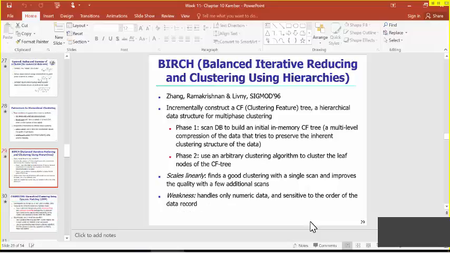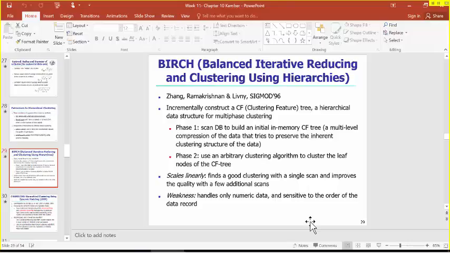Birch was proposed by Yang et al. It has an incremental construction of a clustering feature tree and a hierarchical data structure for multi-phase clustering. The first phase scans the DB to build an initial in-memory clustering feature tree, and in the second phase we use an arbitrary clustering algorithm to cluster the leaf nodes.